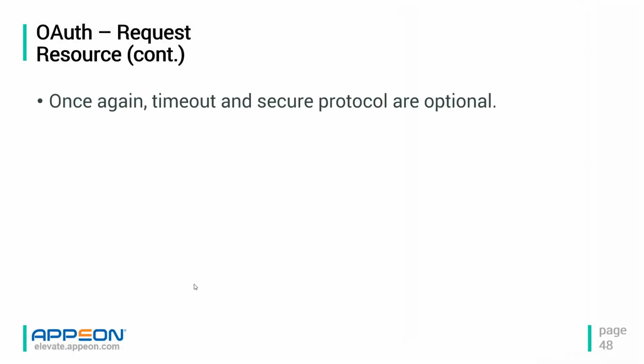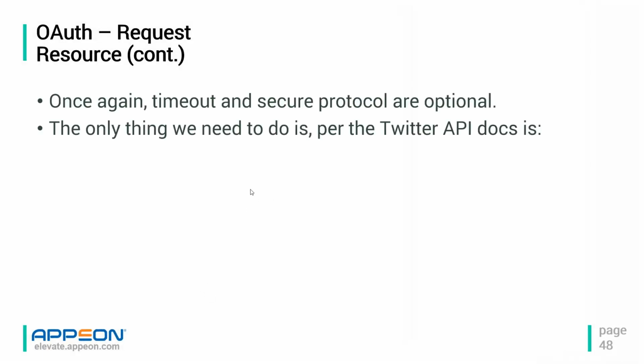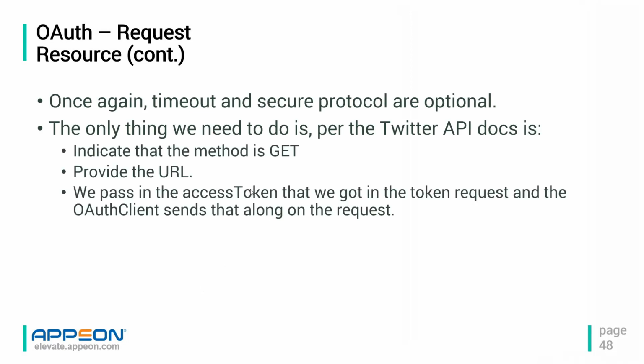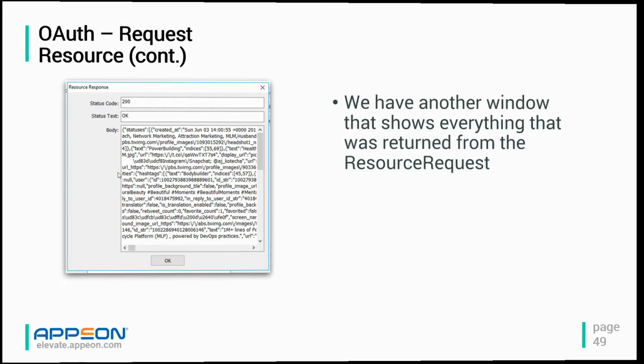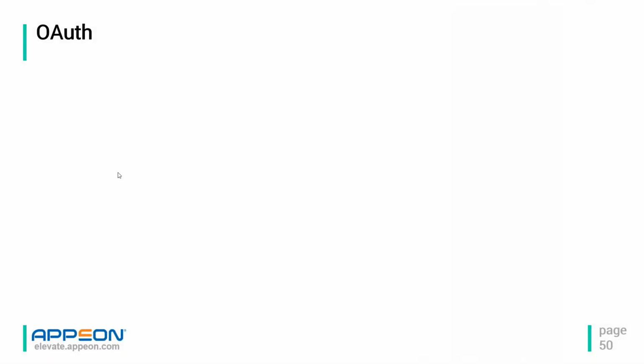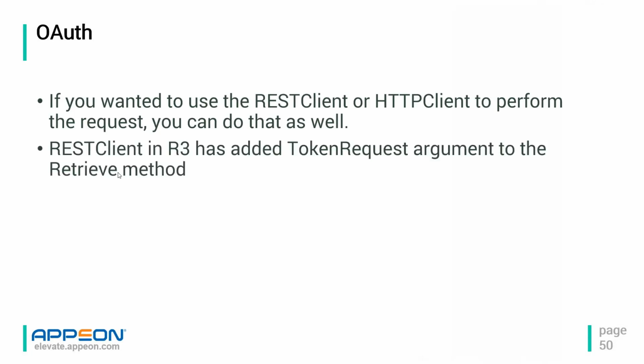So once again, the timeout and secret approval are optional. We did the rest of this according to the Twitter docs. This is the window that shows everything you get back from the resource requests. So there's the body, which we're actually just going to stick into that main window anyway. And then once again, we got a status code and a status text. So if this was anything other than 200, hopefully we get some error information there in the status text.